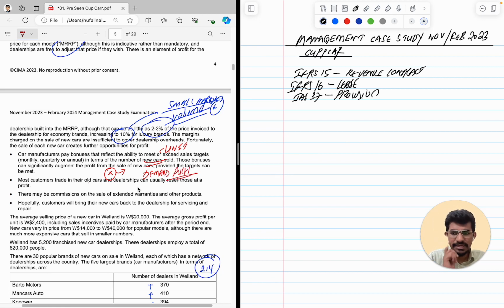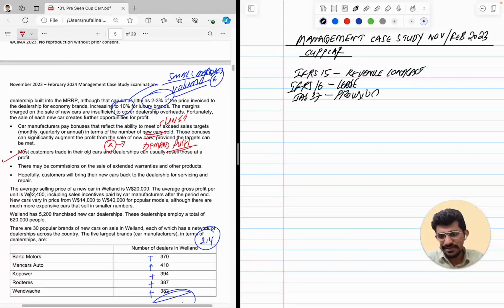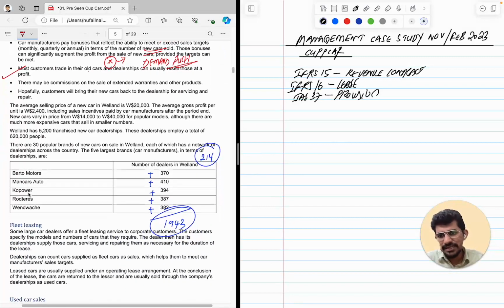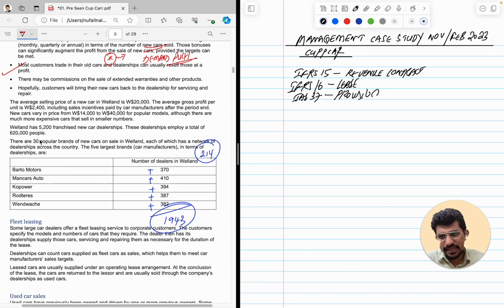And then most customers trade in their old car, and the dealership can usually resell those at a profit as usual. Commissions are there, and there can be repairs also. And students, these are the other brands. Now remember one thing, our company has only Bata Motors and Limo Lux mentioned, but there are 30 popular brands.